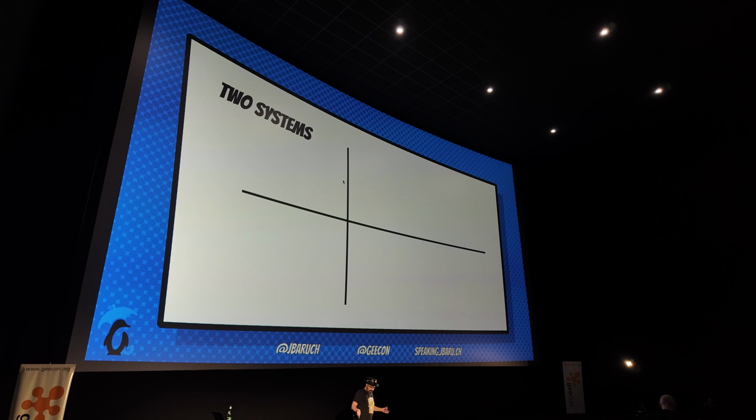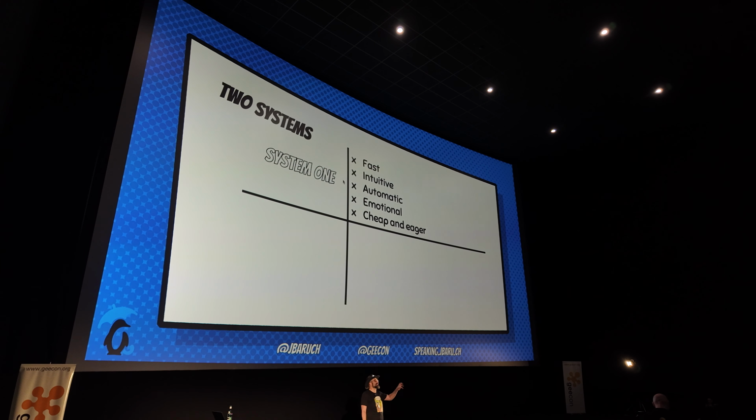All right, Professor Kahneman. The main idea of Thinking, Fast and Slow, and coding fast and slow, is the idea of two systems. We have two systems in our brain that work completely differently. There is System One, which is extremely fast, works on intuition, automatic, emotional, and cheap and eager to serve.